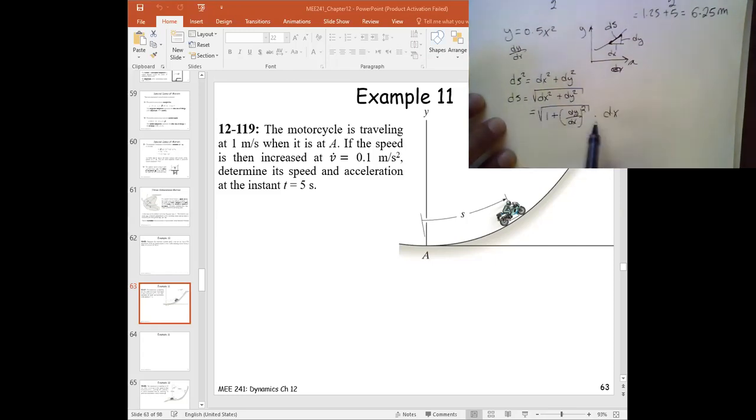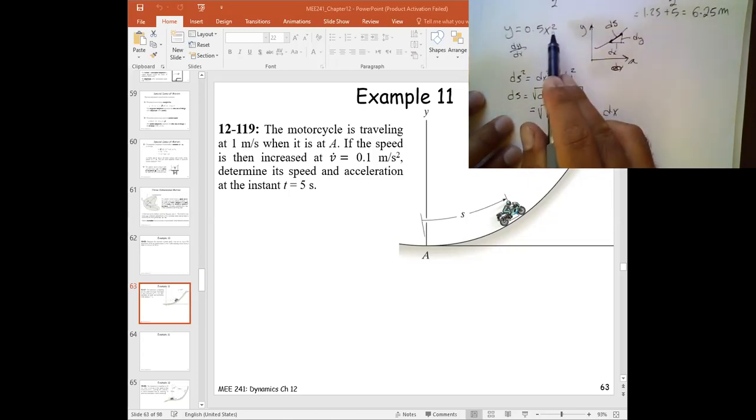Do you guys agree how I'm coming from here to here? Do you understand these steps? Yes. Okay. dy by dx is x. dy over dx, exactly. So dy over dx is simply 2 times 0.5, which is 1. So we have the square root of 1 plus x squared.